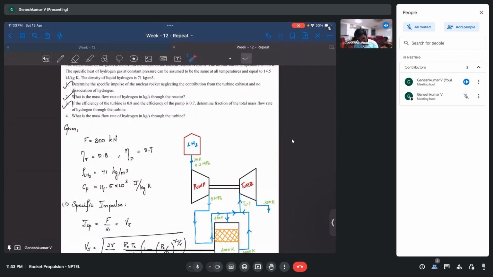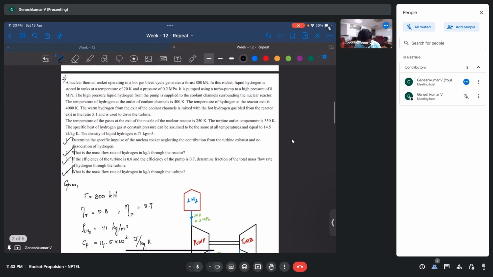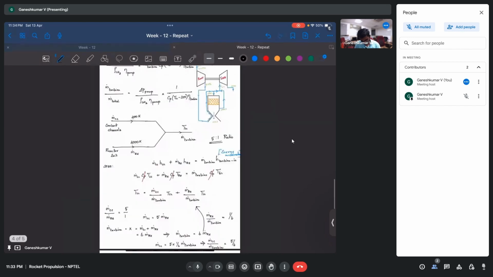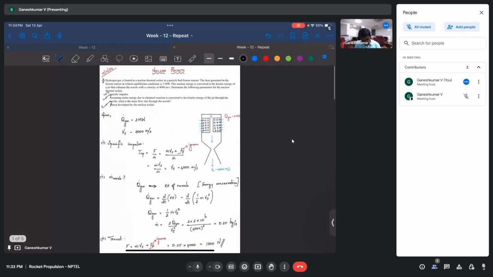This is actually a solved question from the rocket propulsion book by Professor K. Ramamurthy. You're free to look into it. So we solved two nuclear thermal rocket problems today, and I hope that would be helpful for you to solve the week 12 assignment problems. On that note, I will end this session today.